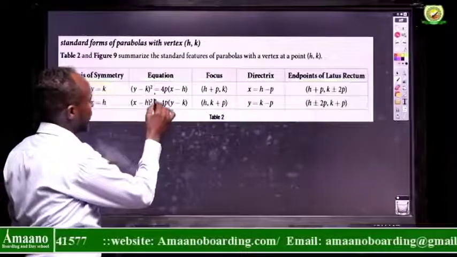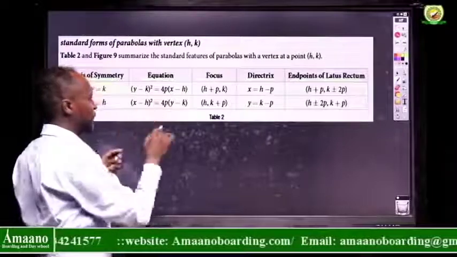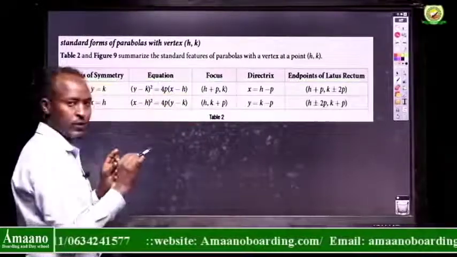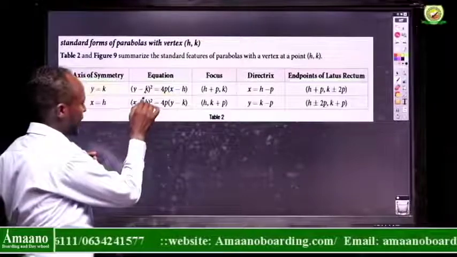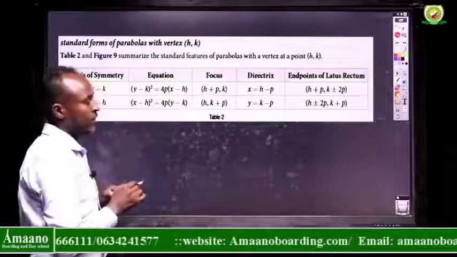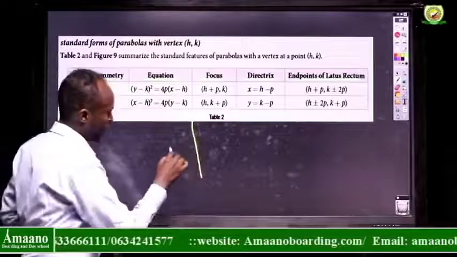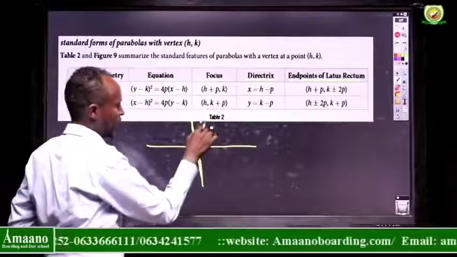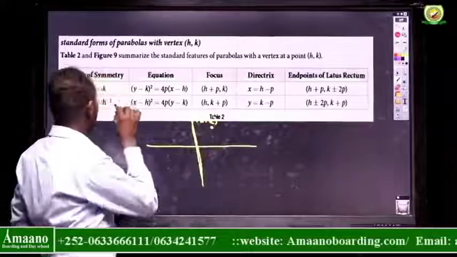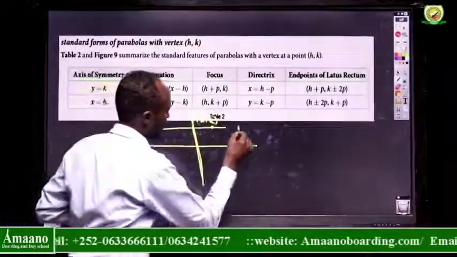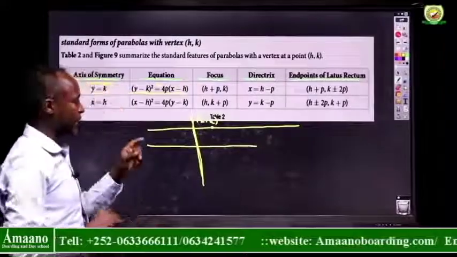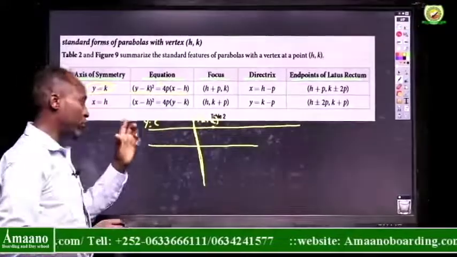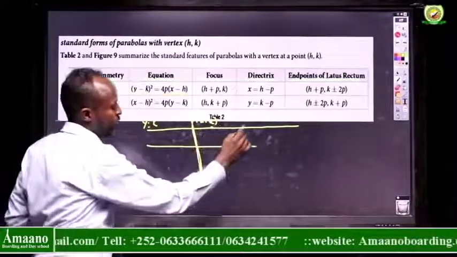This is the standard equation of a parabola which is facing to the right side because p is positive. And the vertex is h and k. Therefore, the focus, look, this is the vertex. It is h and k, somewhere here, h and k. And we have the axis of symmetry as y equals k.